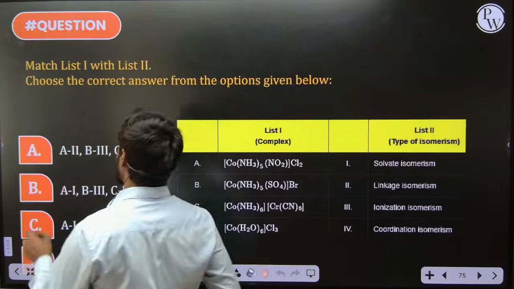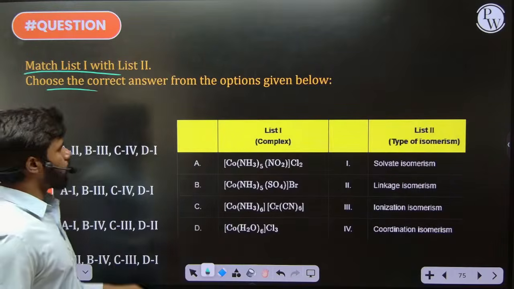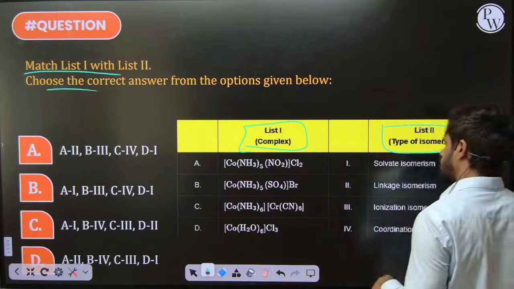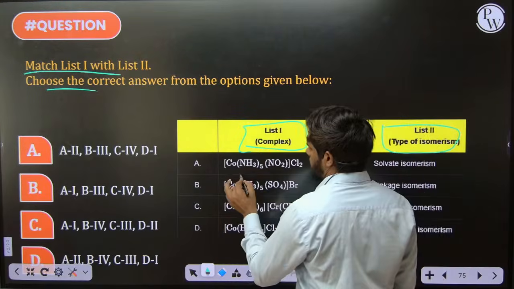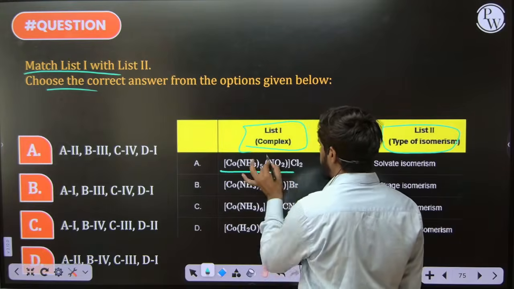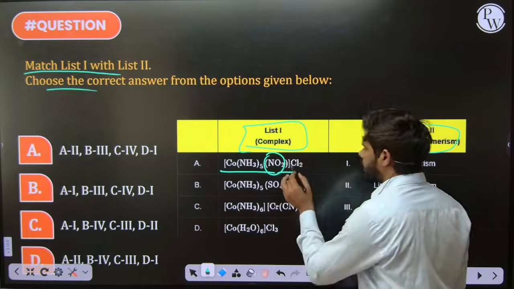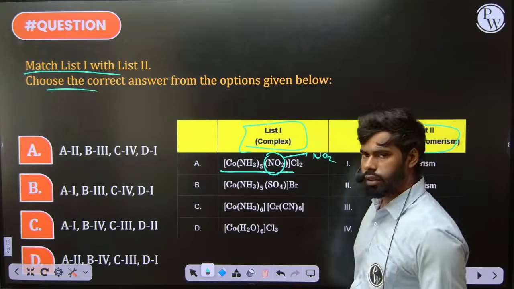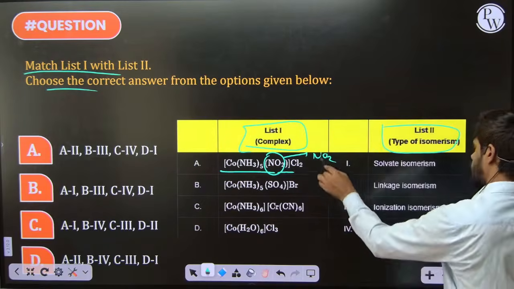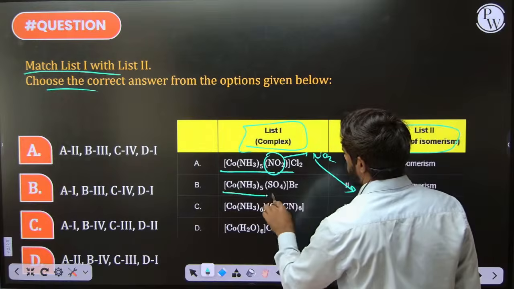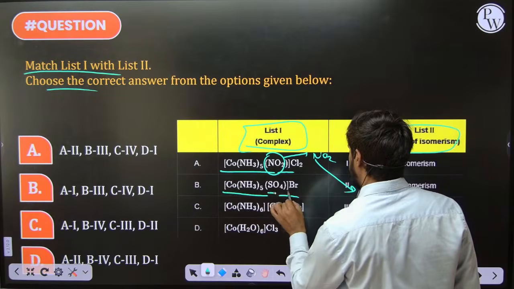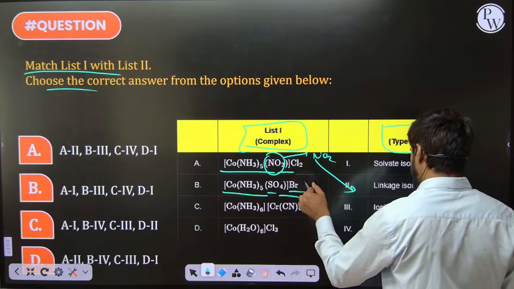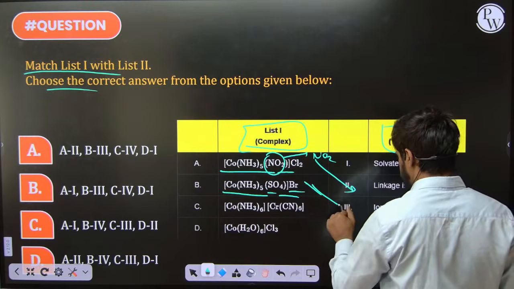So the question given is: match the following, list 1 to list 2. The complex is given, and the type of isomer possible for the complex. First, the linkage ambidentate ligand is there, that is NO2. NO2 can give linkage isomerism, so the second option is correct. For the sulfate pair, exchange of ions is possible, and this is ionization isomerism.